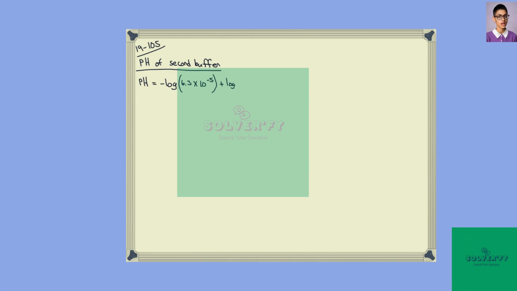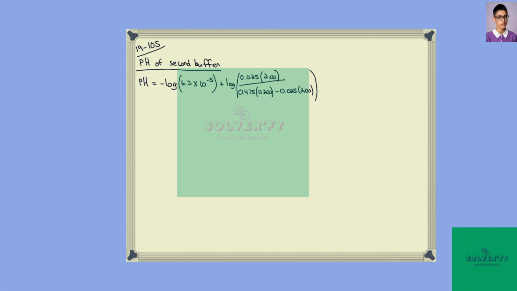So we need to know, when using the Henderson-Hasselbalch equation, the Ka value for benzoic acid. The Henderson-Hasselbalch equation is pH equals pKa, which is the negative log of the Ka for the weak acid in the buffer, which is benzoic acid, plus the log of the moles of base over the moles of acid. The moles of base will be defined by the moles of strong base added.